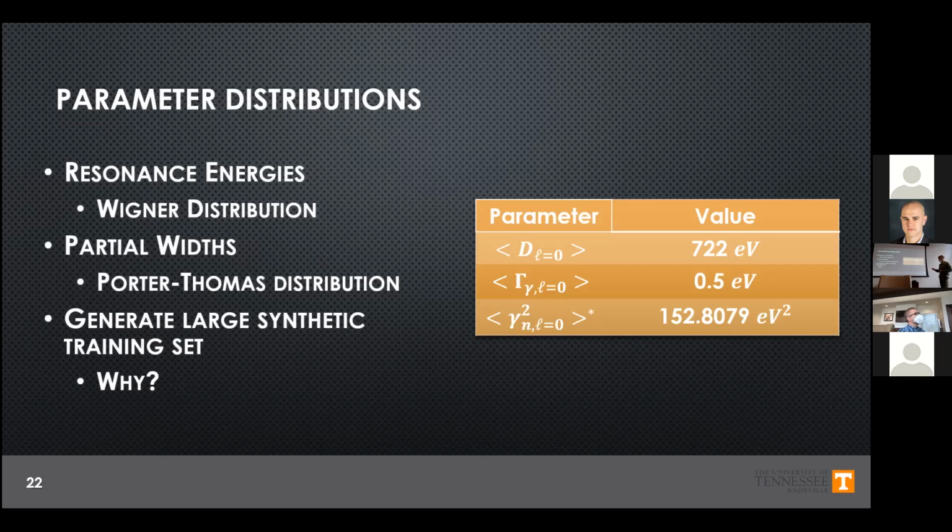You'll notice that our average reduced neutron amplitude has many more figures on it. That's because this is a derived quantity from the strength function and is not explicitly given.